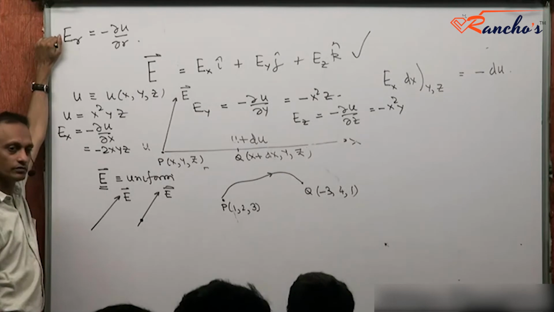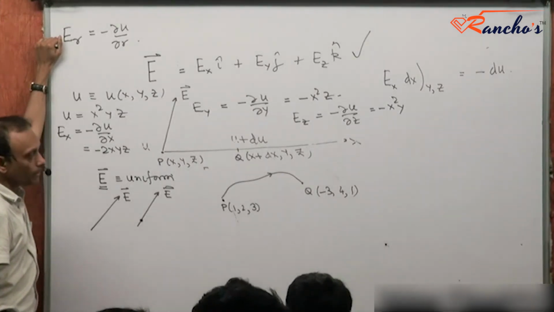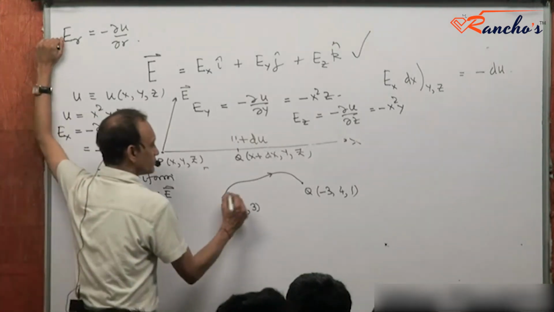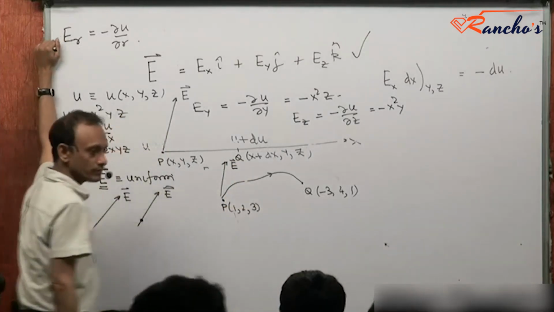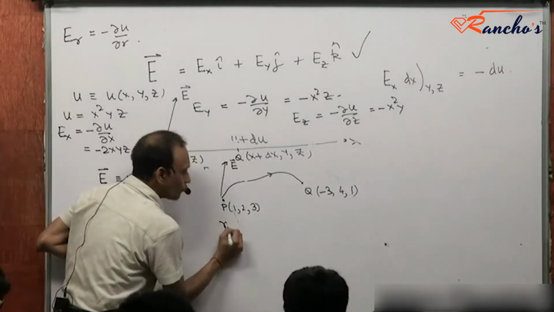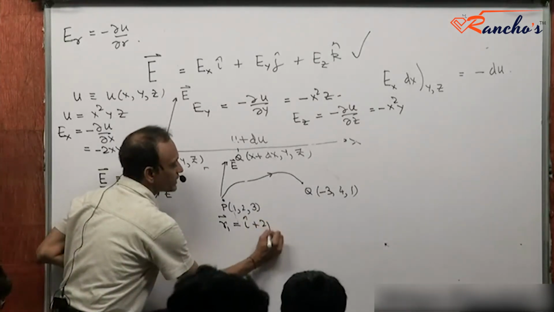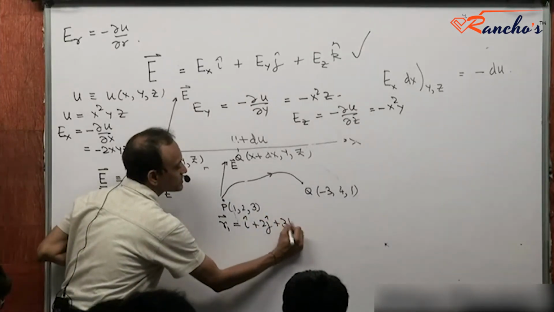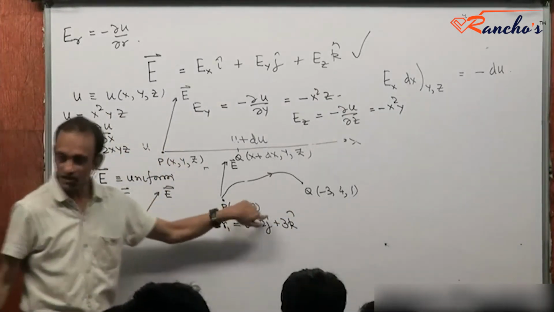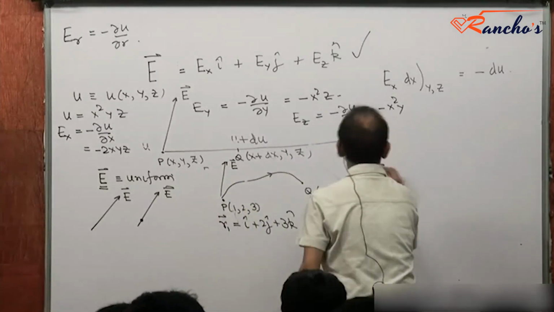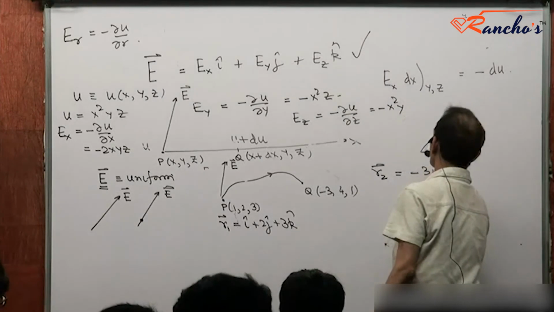So essentially, this is the electric field, which remains constant, right? What is the position vector of the initial point? I cap plus 2j cap plus 3k cap is the position vector of the initial point. What is the position vector of the final point? Minus 3 I cap.